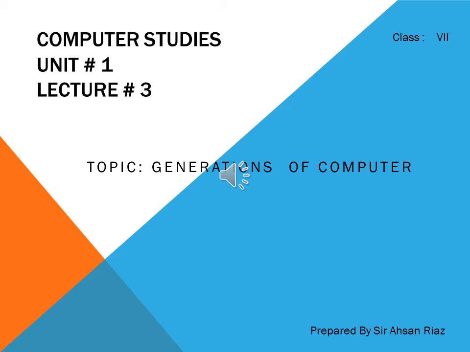Today is our third lecture for class 7 computer studies. Today's topic is generations of computer. We discussed the history of computer in the previous lecture, and the generation of computer is included in the modern age, and the modern age is divided into four generations. Now let's start today's topic.